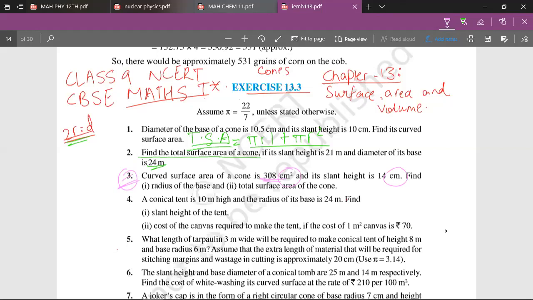Okay, so it's only centimeter. Good for us. So 308 centimeters square, and its slant height is 14 centimeters. So a rough representation of a cone. And this is the slant height, which is 14 centimeters. And it has not given the radius, so we'll assume radius as R. Curved surface area of a cone is 308 centimeters square. Find the radius of the base. So first we have to find the radius of the base. Okay, we'll try to solve that.